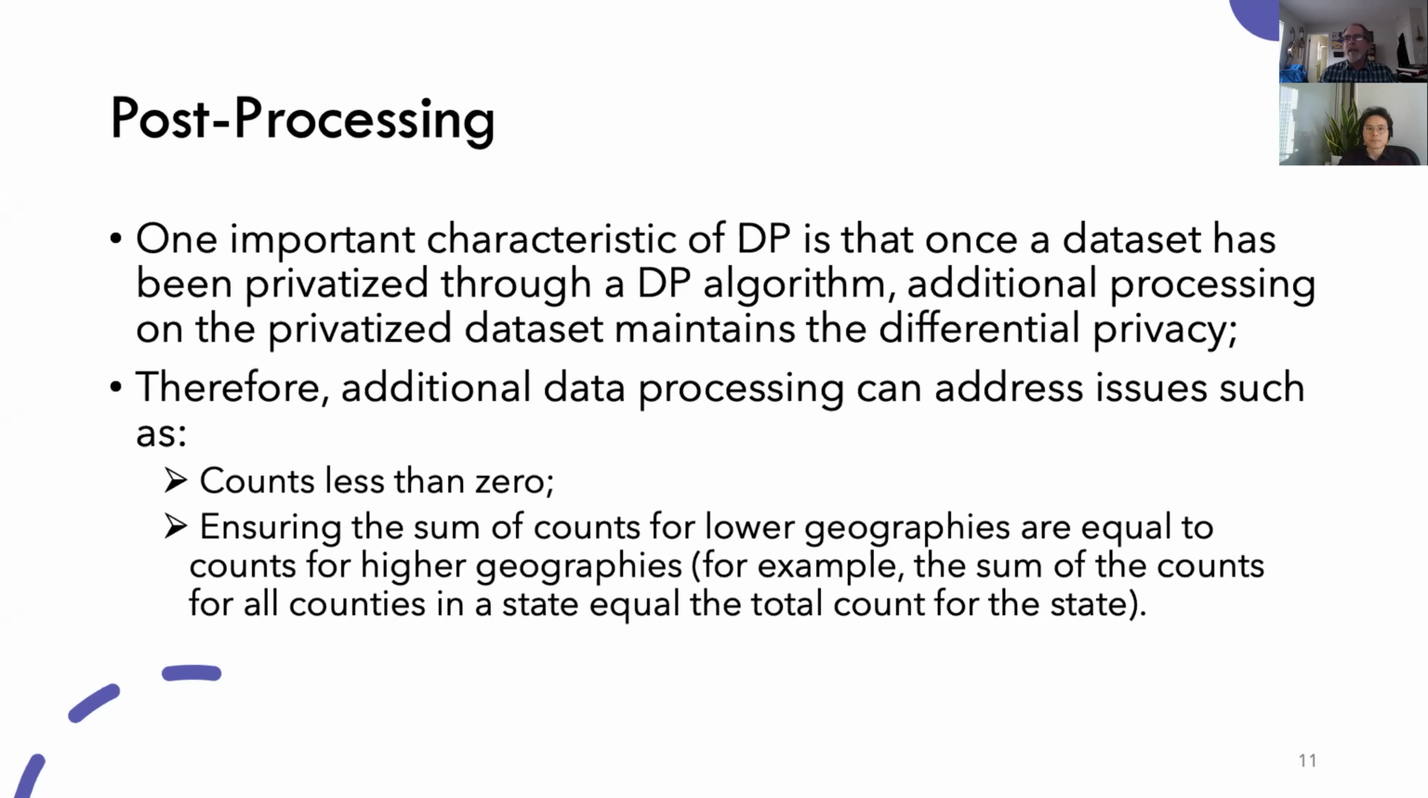What happens is they put it through a process where they set up a series of what are called invariants. In other words, what they do is they set up particular counts that are unchanged by the process. They are, in fact, the accurate counts, and then they tailor or tune the remaining data to those particular counts so that they add up correctly. So post-processing can address not only counts less than 0, but it also can ensure that the sum of the counts of lower geographies are equal to the counts for higher geographies. So for example, the sum of the counts for all counties in the state are equal to the total count of the population for that state.